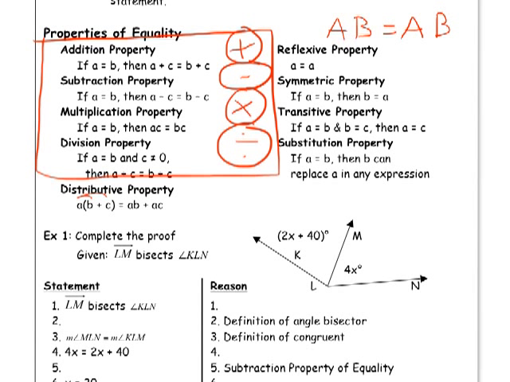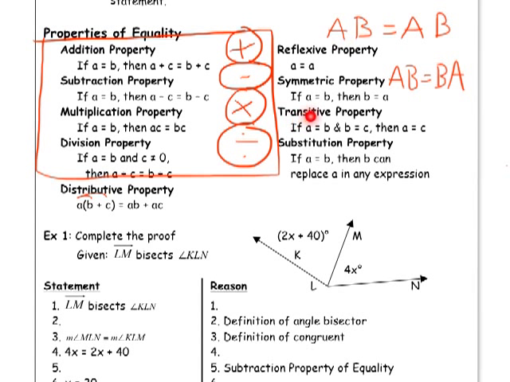And symmetric property is pretty similar. If A equals B, then B equals A. But in geometry, we'll see it like this. If you have segment AB here, well, you could say that's the same thing as segment BA, right? You just flip the order, but it's still the same thing.